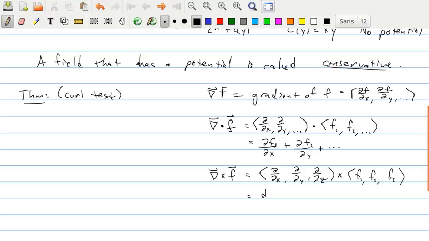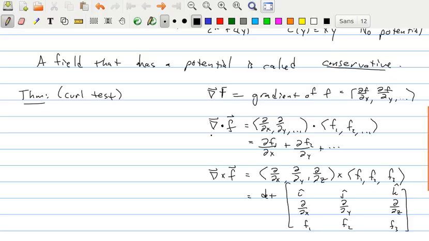So this gives us the determinant of, well, our first row are the unit vectors i, j, k. The second row are the entries of the first vector. Those are the partial derivative operators. And the bottom row are the components of the second vector, f1, f2, and f3.